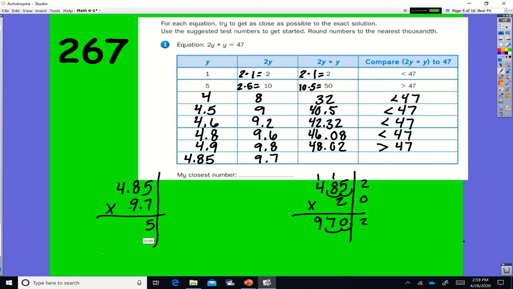5 times 7 is 35. 8 times 7 is 42. Plus 3 more is 45. 4 times 7 is 28. Plus 4 more is 32. Add a 0 for place value. 5 times 9 is 45. 8 times 9 is 72. Plus 4 more is 76. 9 times 4 is 36. 36 plus 7 more. Well, I know 36 plus 4 more gives me 40. Then I have 3, so that gives me 43. Equal this out.